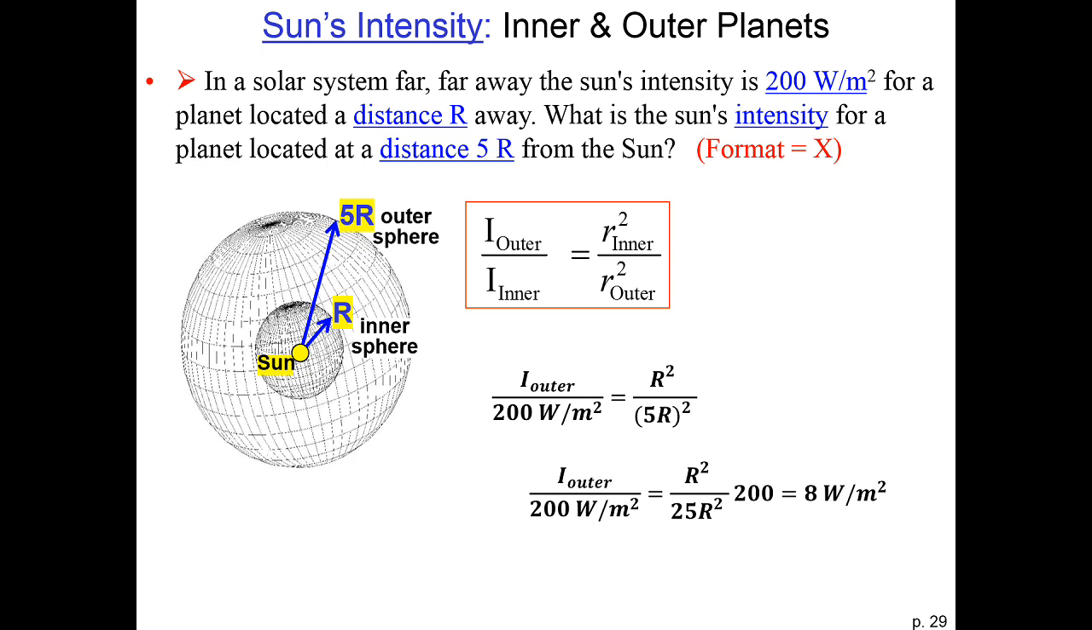per square meter. We could also just do it more intuitively. So we are traveling out 5 times further away, so the intensity is inversely proportional to the square of the distance. So 5 times 5 is 25, so you would then divide by 25 because the intensity is decreased. So you do 200 divided by 25 to get the 8 watts per meter squared.